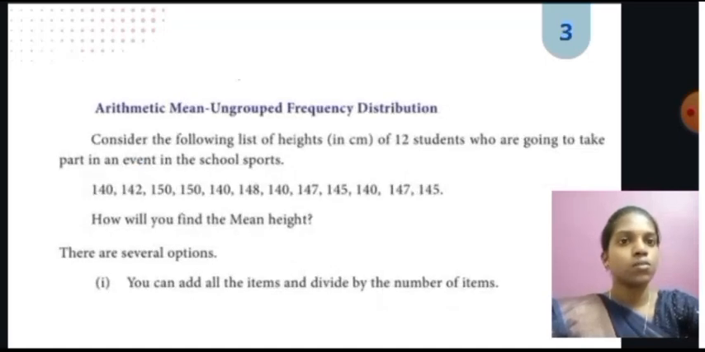Arithmetic mean, ungrouped frequency distribution. Consider the following list of heights in centimeters of 12 students who are going to take part in an event in the school sports. They are 140, 142, 150, 150, 140, 148, 140, 147, 145, 140, 147 and 145. How will you find the mean height? There are several options. First one, you can add all the items and divide by the number of items.